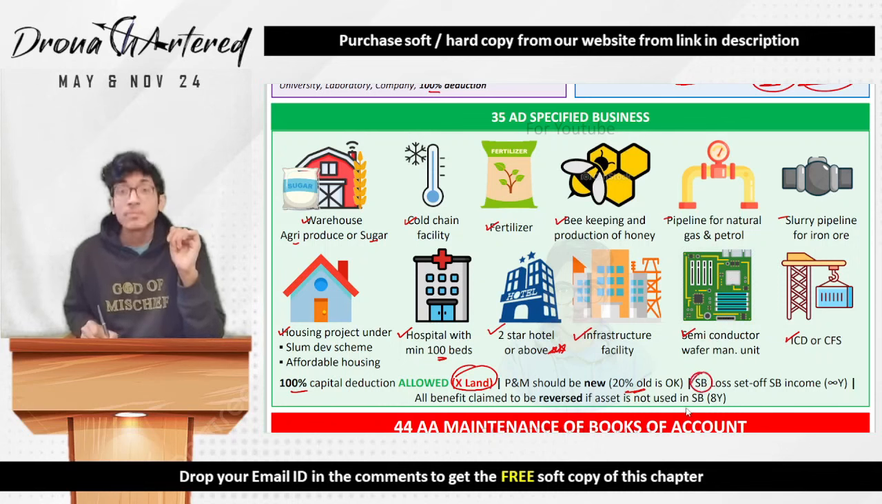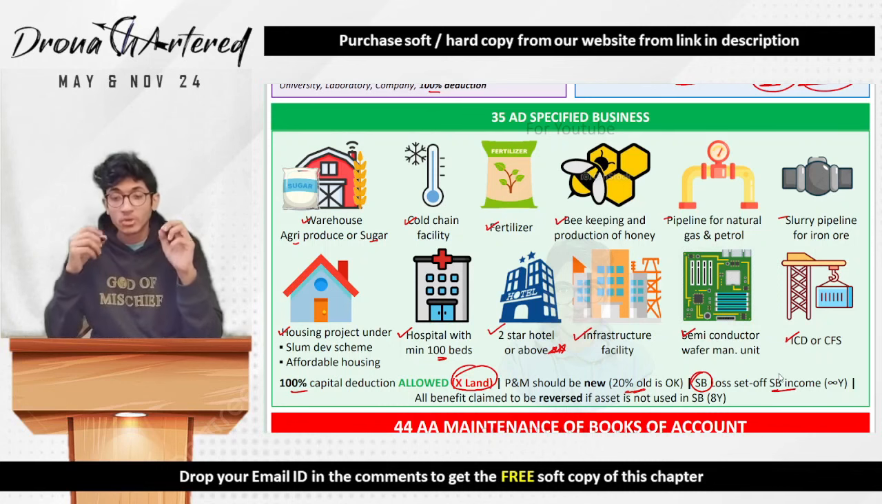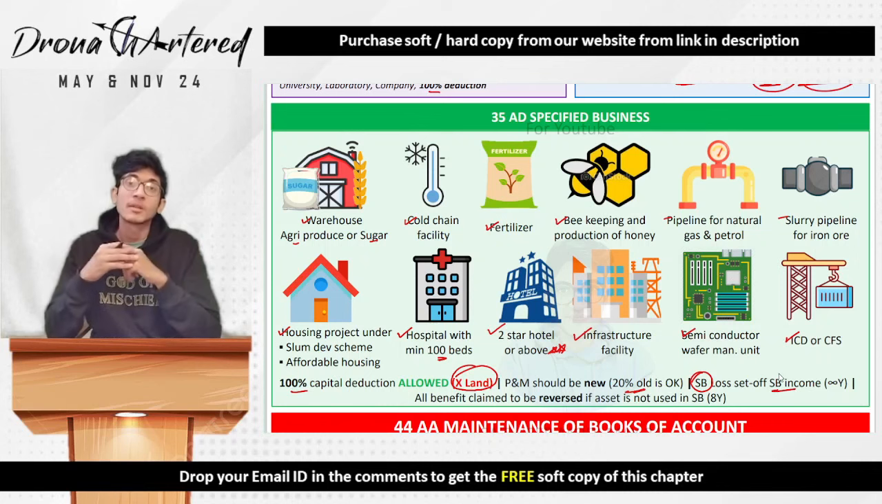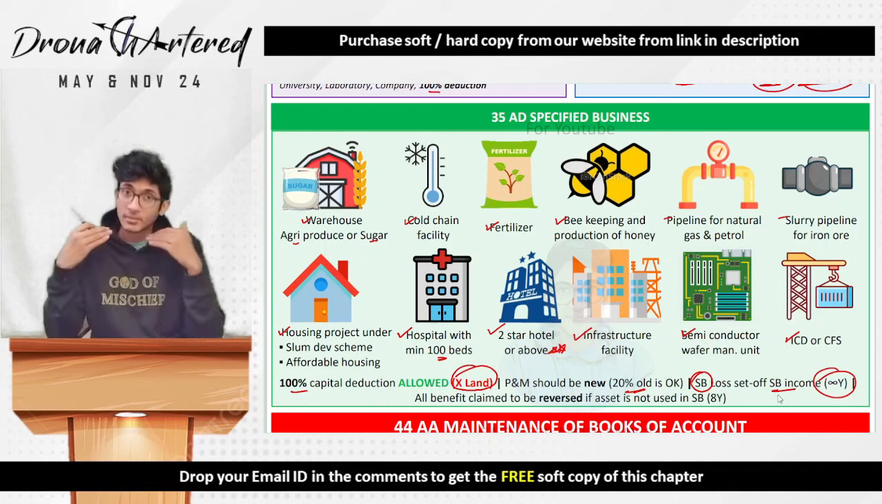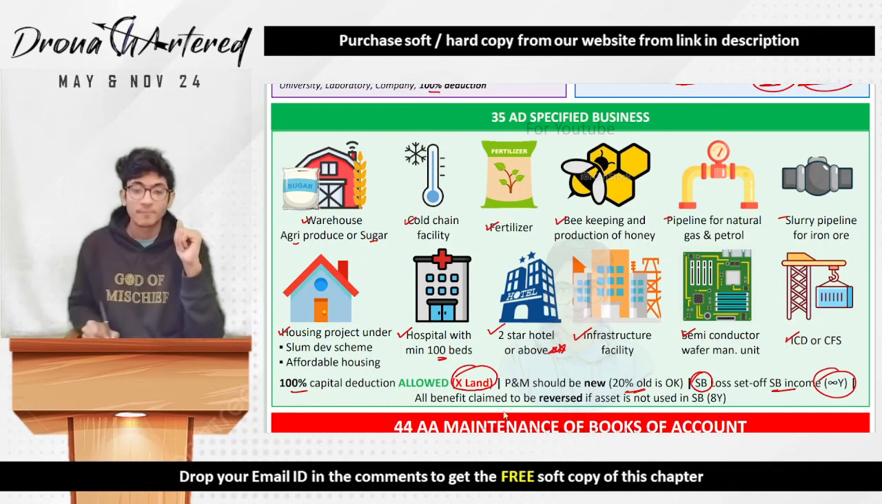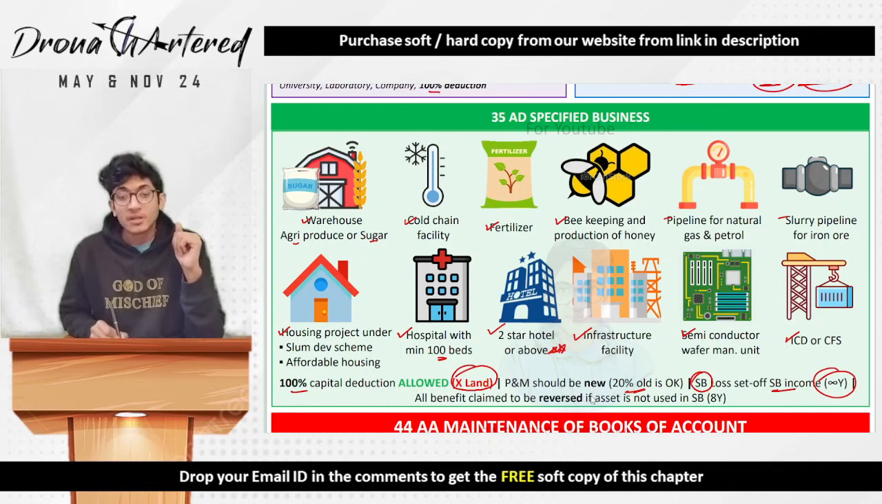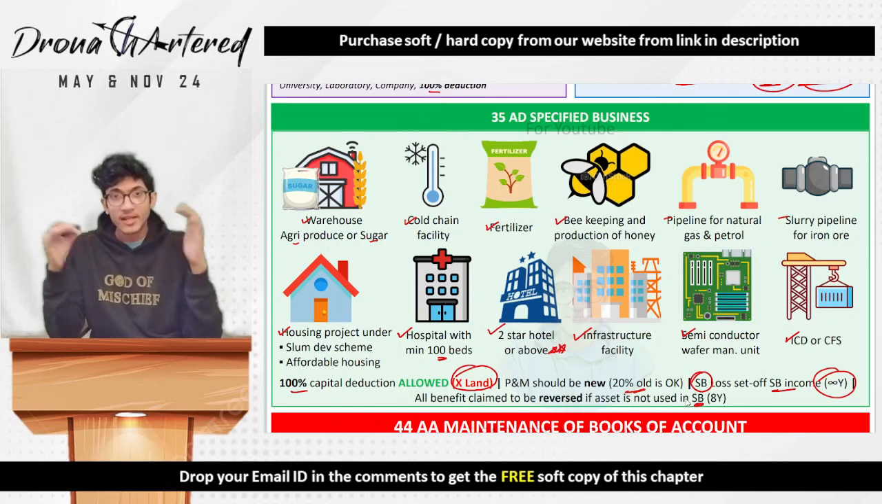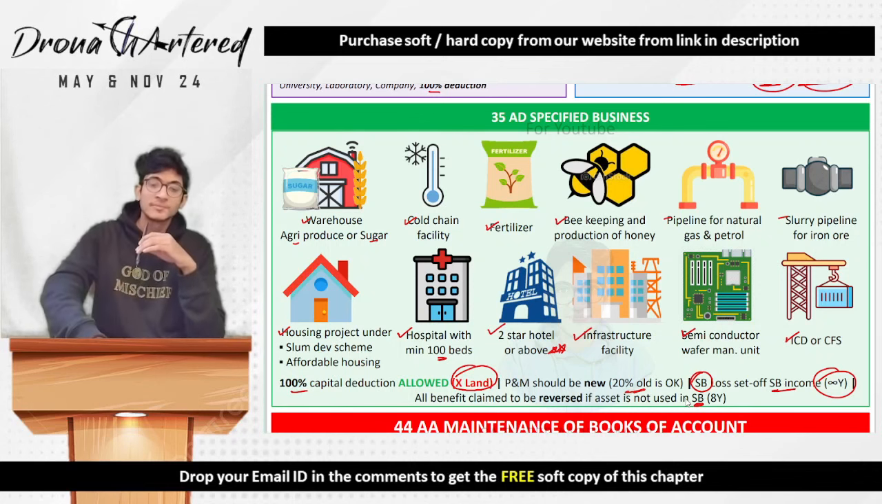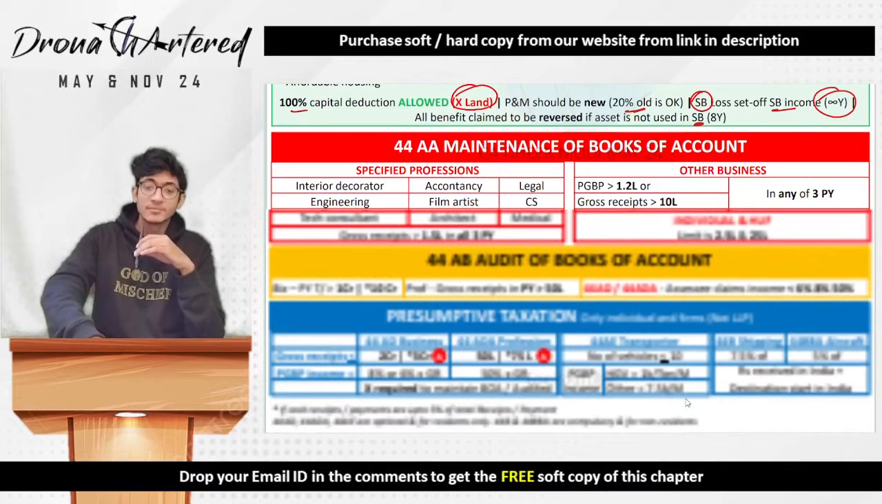SB stands for specified business. So specified business loss can be set off against specified business income. What you have to see, only specified business loss can be set off against your specified business income. And this can be done for an infinite period of years. That means carry forward is for infinite years. All benefit claimed will be reversed if the asset is not used in your specified business for a period of 8 years. So all the benefit that we've given will be reversed. That was your section 35 AD.